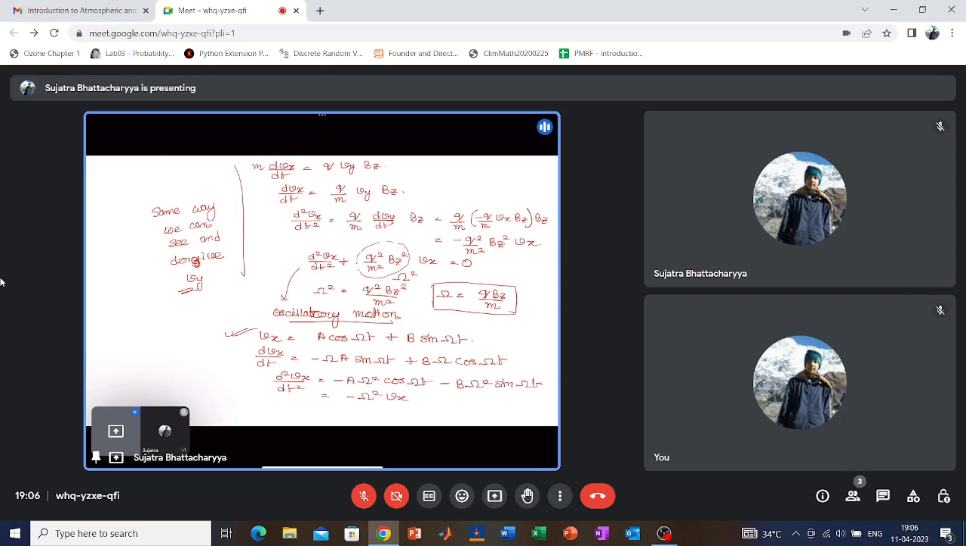Now we already have seen the initial condition that at t equal to 0, Vx is equal to Vx0. Therefore at t equal to 0, you have only A, because the second term has sine of 0, which is 0. So A is equal to Vx0, right? Therefore we can write the Vx based on this particular initial condition as Vx0 cos omega t plus B sine omega t. Correct?